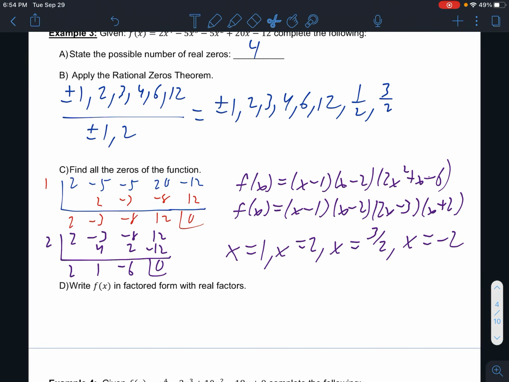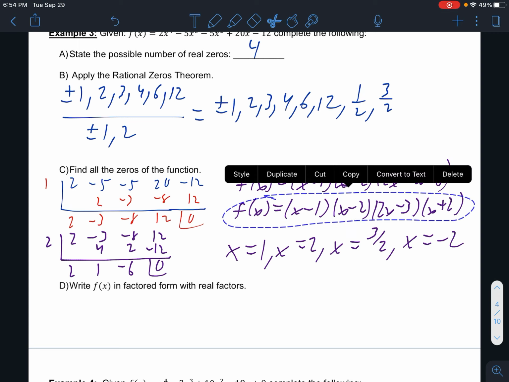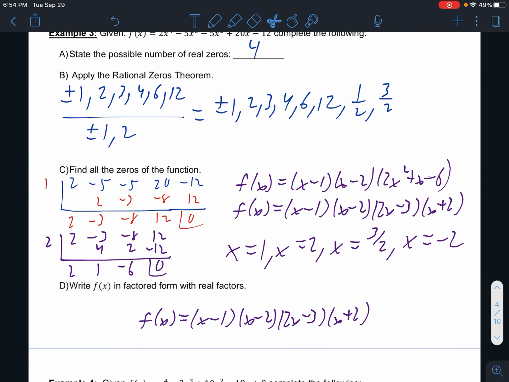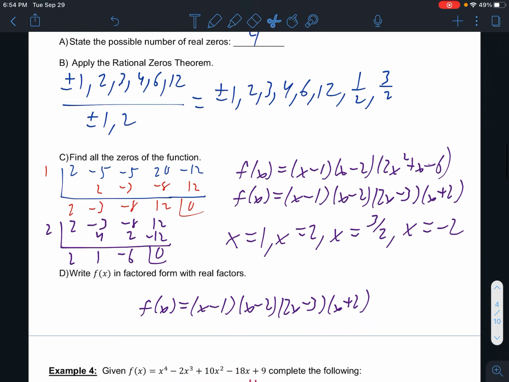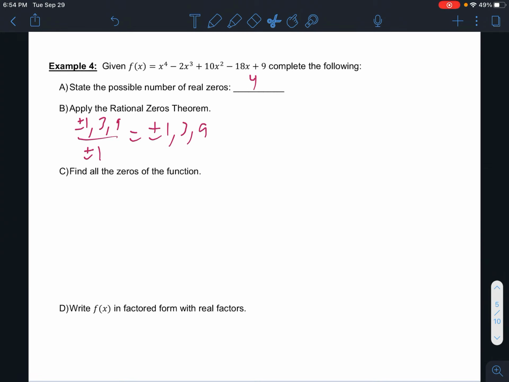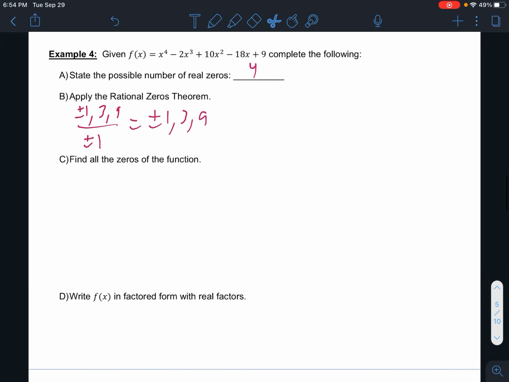And then part D says to write that in factored form. We already did that. So let's just cheat a little bit here. And there's our factored form. Example 4 here, I already kind of got started on it. I'm pretty sure at this point A and B are good. So let's go ahead and try part C.